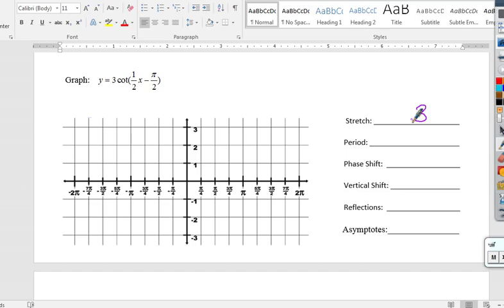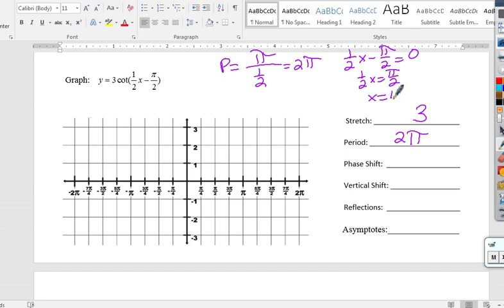I do have a period change because of the coefficient in front of the x. Normally cotangent is pi divided by 1/2, which is going to get us a period of 2 pi. We have a phase shift as well, so you set everything inside the parentheses equal to 0. So x in this case is going to be pi. So phase shift is pi units, it's positive. Once solved, it does show the true direction. We do not have a vertical shift, and we do not have a reflection.